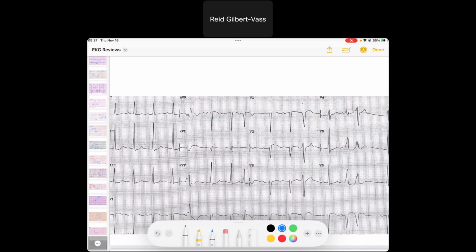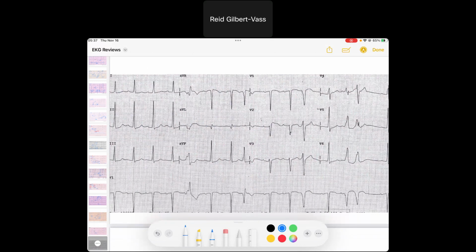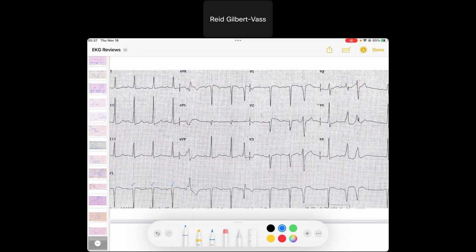Let's take a look at this rhythm. So we're going to see regular, seemingly regular, we've got these funky beats that are going to happen out in the middle of nowhere. We've got normal P waves in front of our QRSs that are up in 1 and up in AVF. So we have a sinus rhythm. Our AV node conducts at greater than 200 milliseconds. So we've got a first degree AV block.